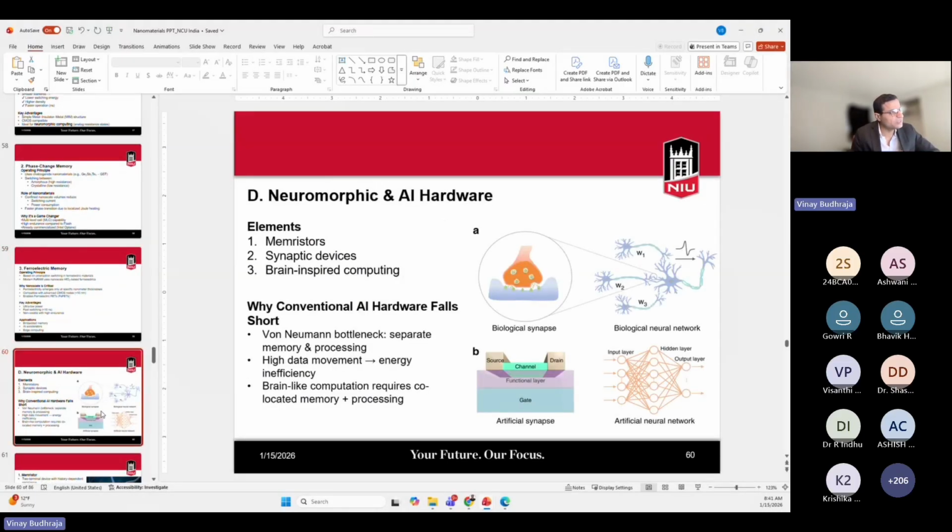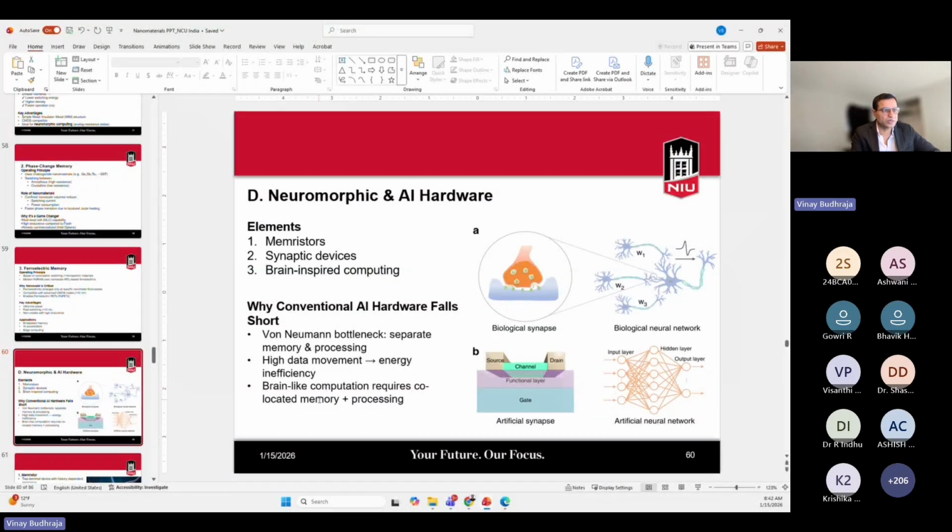Next part is the neuromorphic and AI hardware. The main elements of neuromorphic computing are memristors, synaptic devices, and brain-inspired computing. Conventional AI hardware falls short because it has a bottleneck: it separates the memory and the processing. It needs high data movement, which causes energy inefficiency. If brain-like computation is required, it needs co-located memory and processing.